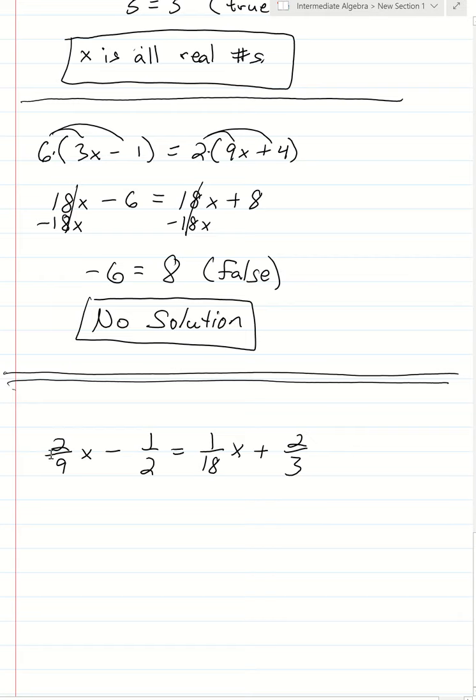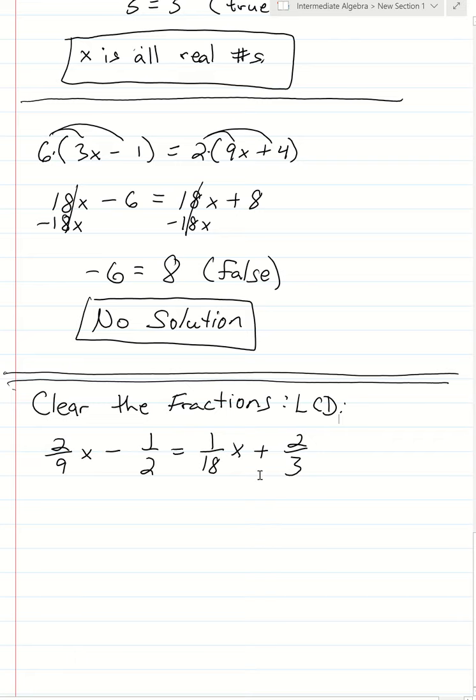And so if a problem like this makes you nervous, what we're going to try to do is clear the fractions. We want to get rid of all of those nasty looking fractions. And the way we're going to do that is we're going to identify what we call the lowest common denominator. Let's look at the denominators for a moment. 9, 2, 18, and 3.